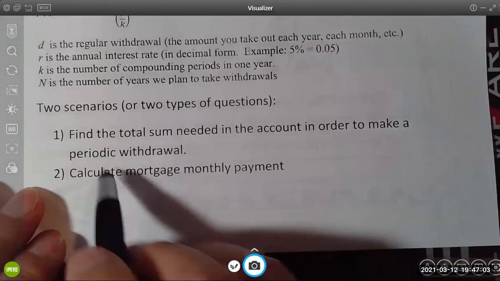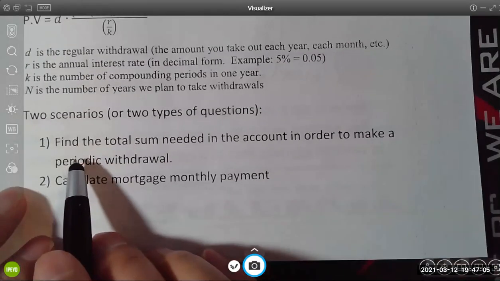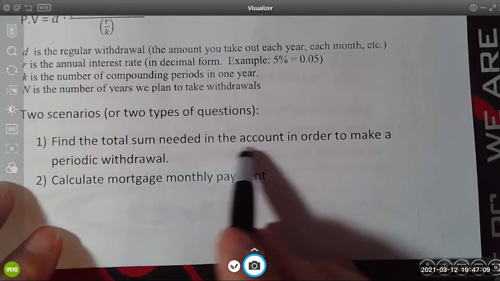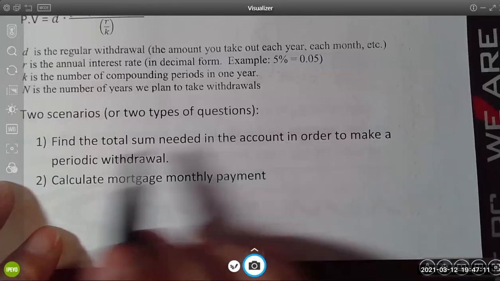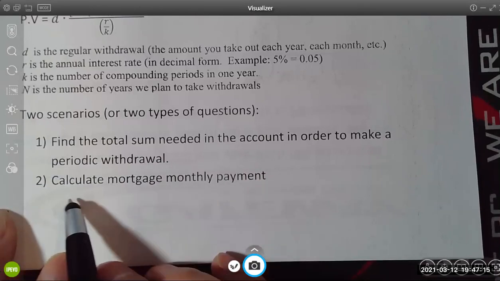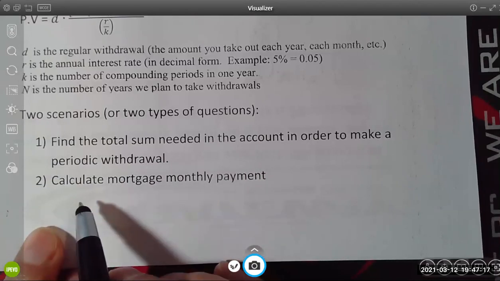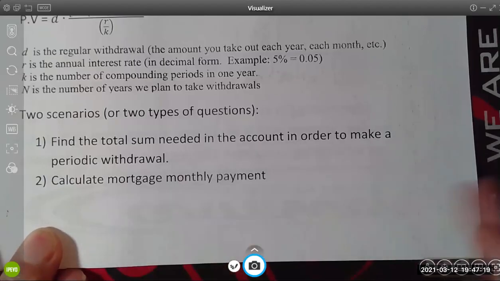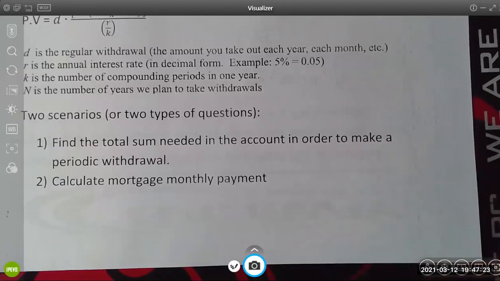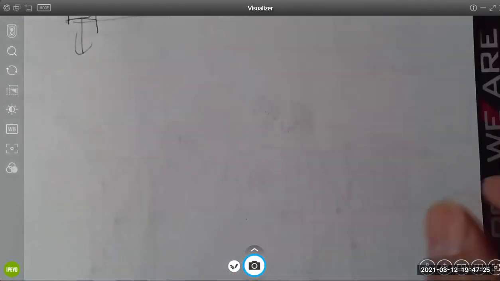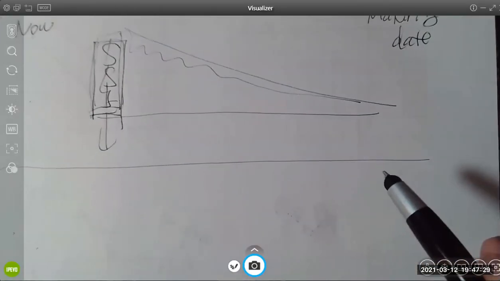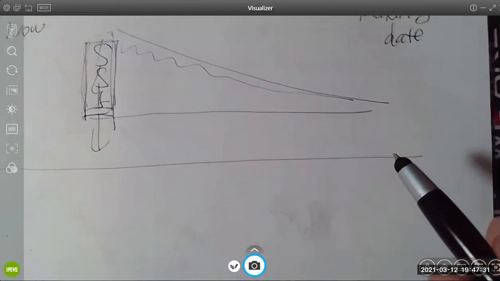This is the first type of question you could have. Find the total lump sum needed in the account in the beginning so that you can make periodic withdrawal. The second type of question is that you can use this present value of annuity formula to calculate your mortgage monthly payment. The question is why we can use present value of annuity formula to calculate mortgage monthly payment.